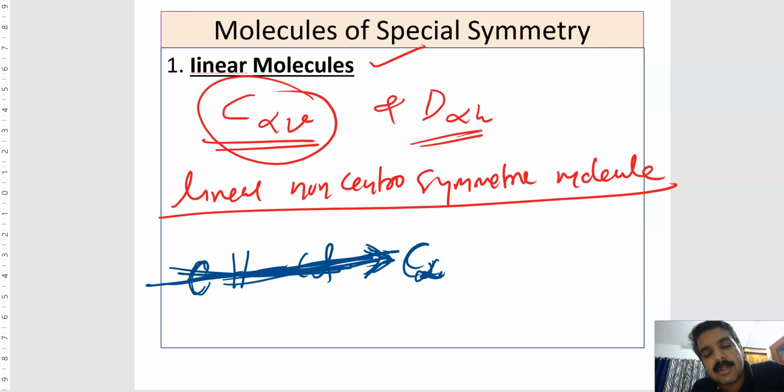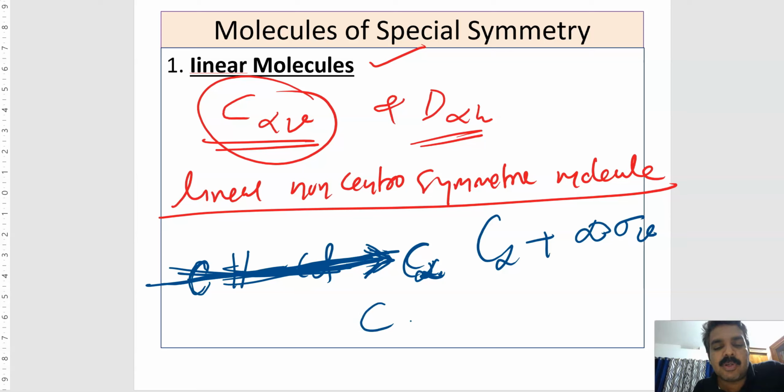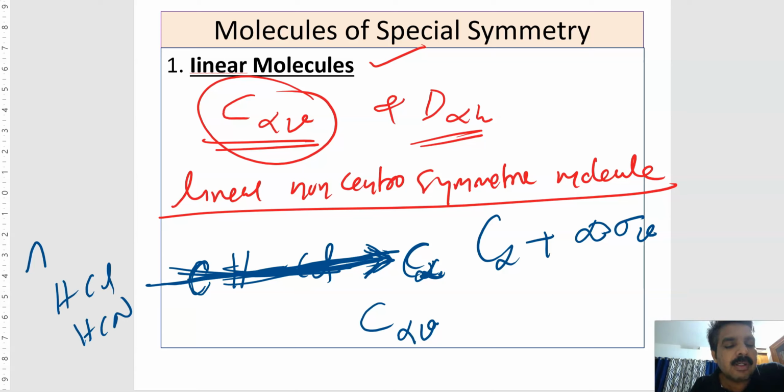All planes in this axis are sigma planes. So it contains C infinity and infinite number of sigma V planes. So the point group of this type of molecules is C infinity V. So all heteronuclear diatomic molecules like HCl, HCN, etc. belong to C infinity V point group.